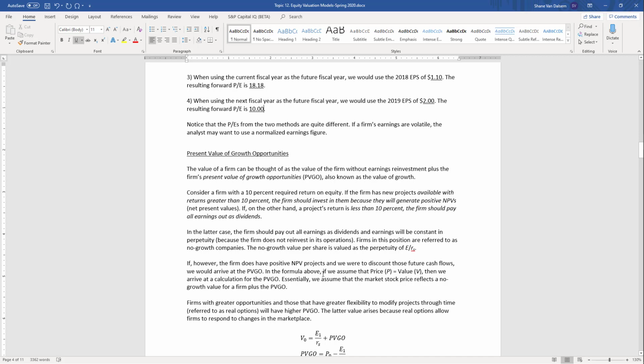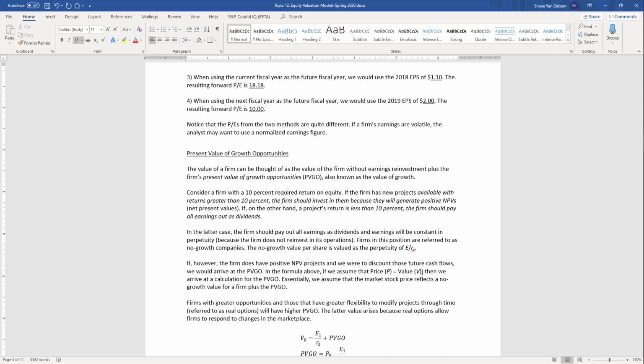In the formula above, if we assume that the price is equal to the value, in other words, the firm is correctly priced, then we arrive at a calculation for the PVGO. Essentially, we assume that the market stock price reflects a no growth value for a firm plus the present value of growth opportunities.